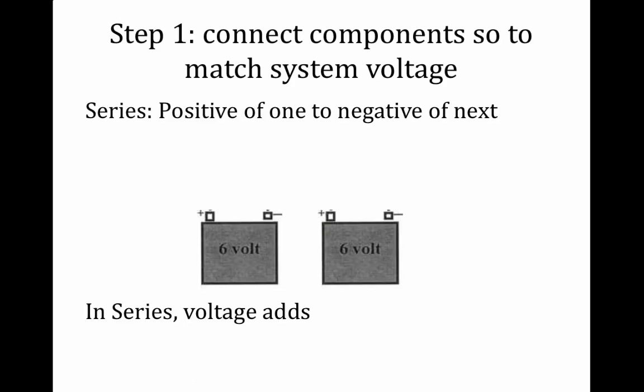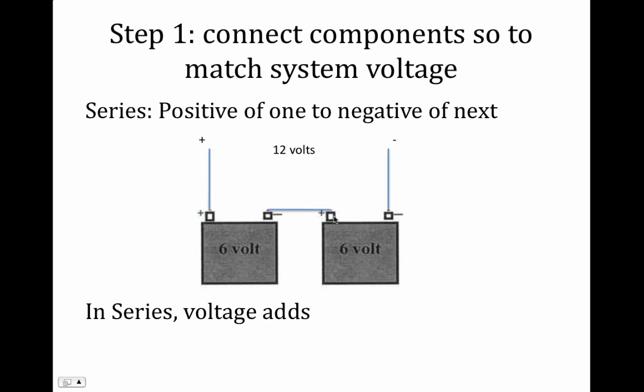Now, step 1 is to connect the components so as to match the system voltage. In this case, what you need is a series connection, and I'm going to explain that. The idea with a series connection is the positive of one battery gets connected to the negative of the next battery. And in series, voltages add. So let's see how that works.